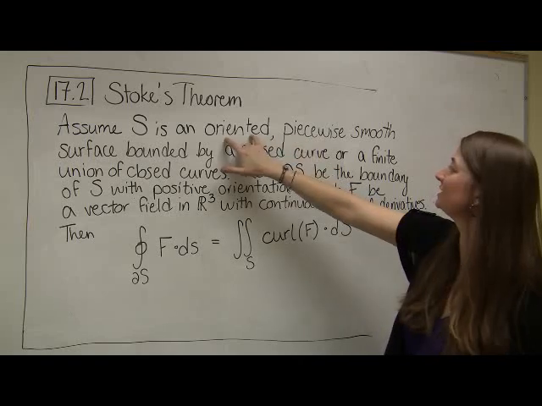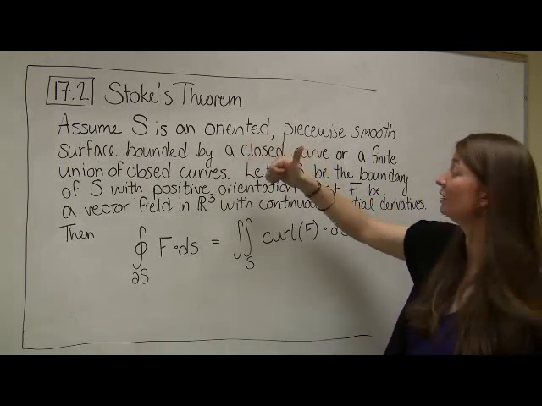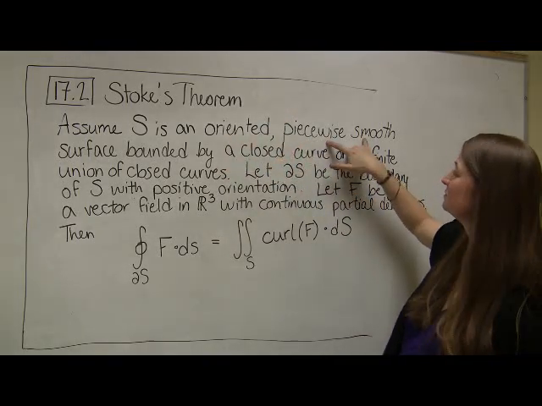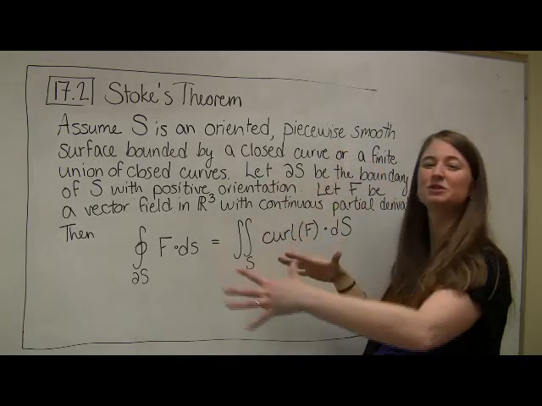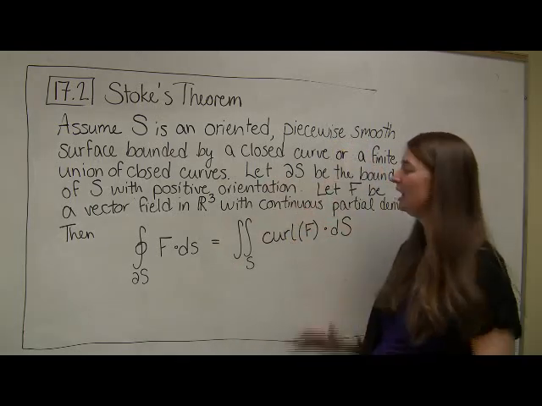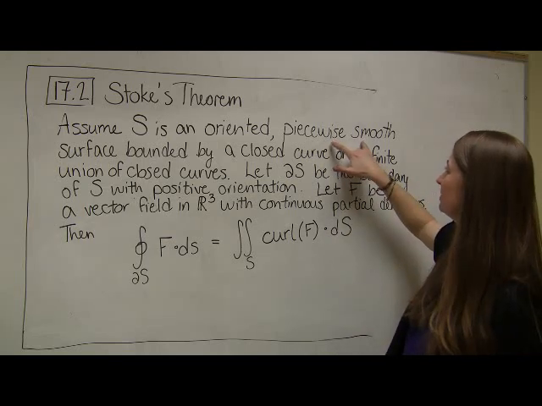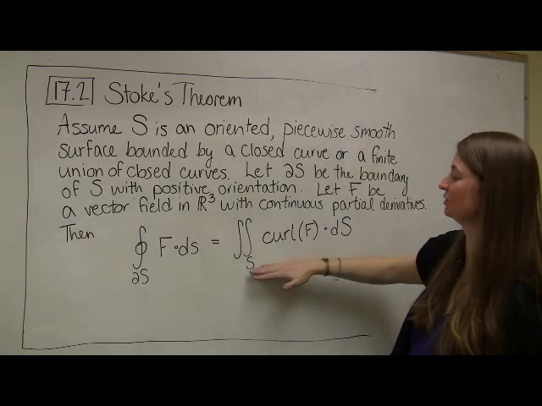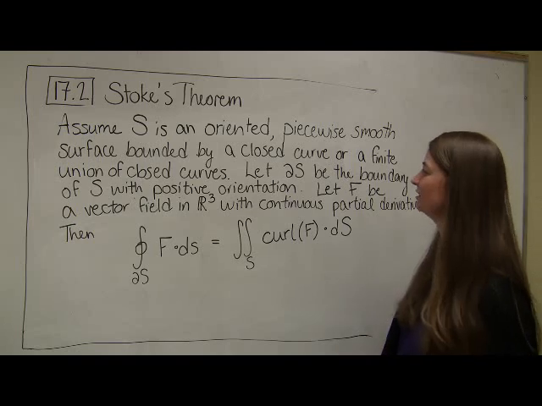So what does that mean? Oriented means that it has some normal vector, and we know about normal vectors. Piecewise smooth just means that it's a nice smooth surface and that you don't have gaps. And we aren't going to worry too much about that. There's also a one-to-one condition with its parameterization that I'm not going to worry about either.